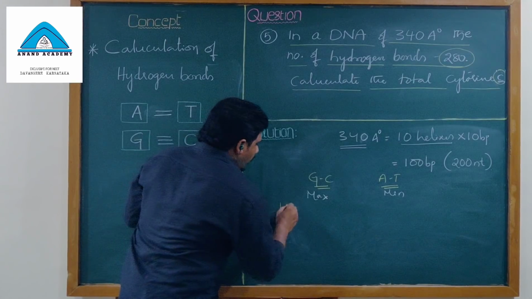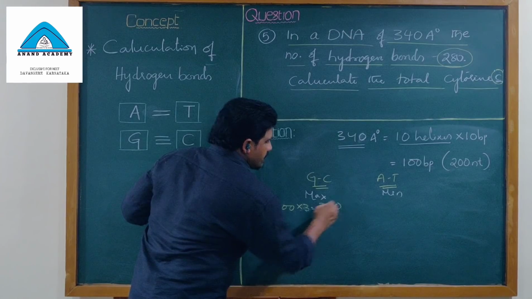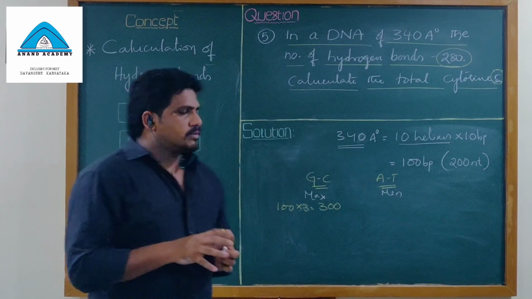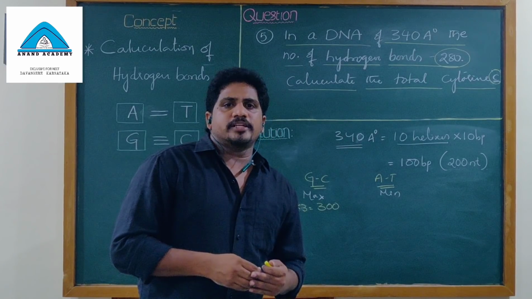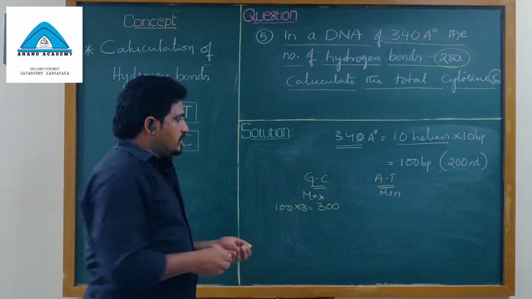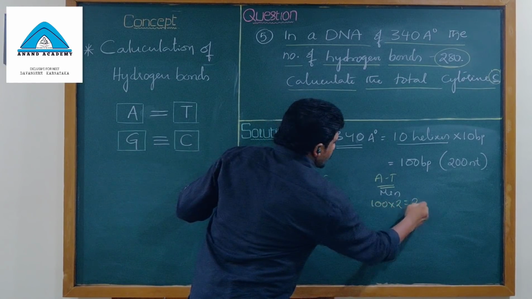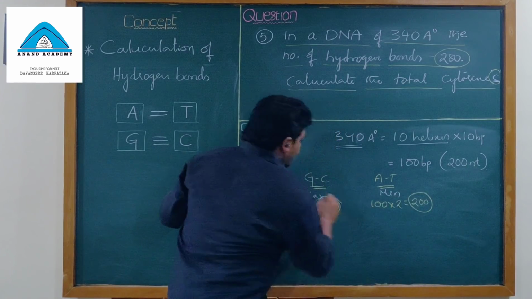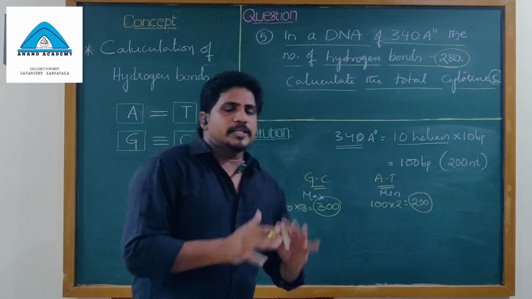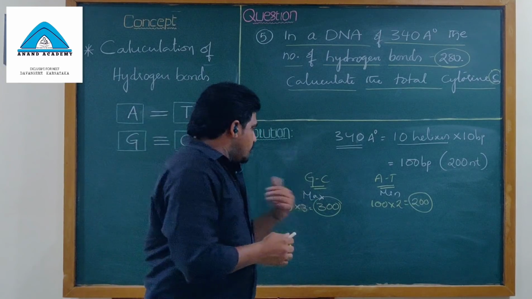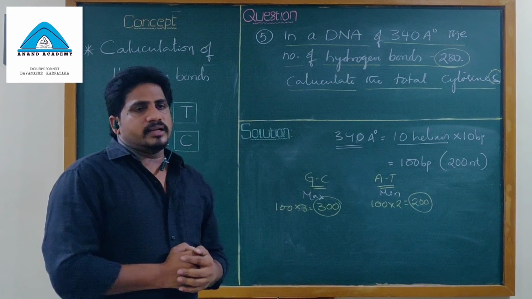So if all are 100 GC combinations, 100 into 3, how many will be there? 300. So total hydrogen bonds would be 300 if all combinations are CG. Whereas for AT combinations, 100 into 2 is equal to 200. So minimum 200 and maximum 300 hydrogen bonds will be present. But here 280 is given.